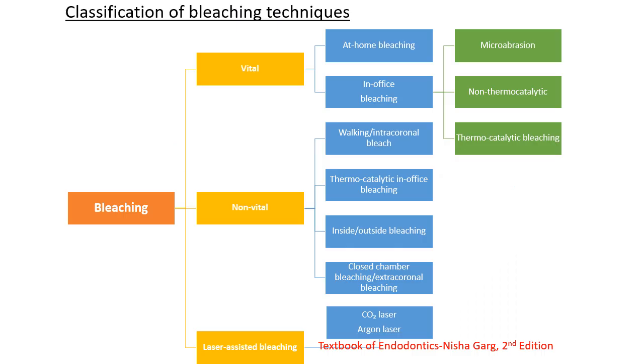Classification of the bleaching techniques includes vital, non-vital, and laser-assisted bleaching. Vital includes at-home bleaching or in-office bleaching. In-office bleaching includes microabrasion, non-thermocatalytic, and thermocatalytic bleaching. Non-vital bleaching includes the walking or intracoronal bleaching technique, the thermocatalytic in-office bleach, inside and outside bleaching, closed chamber bleaching or the extracoronal bleaching, then the carbon dioxide laser and the argon laser.